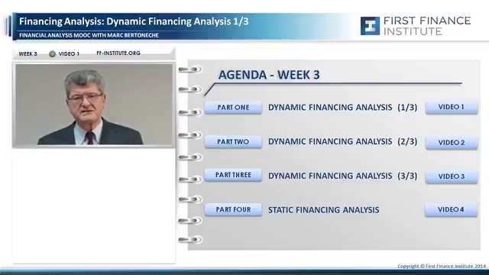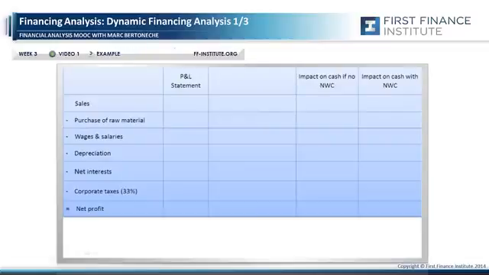Let's take a very simple example. Let's assume a company which has sales of 100. Purchase of raw materials, let's say of 40. I could put minus, but I put it in bracket. It's an expense. Wages and salaries, let's say 30. And depreciation of the equipment is 10. You see that if I was stopping here, 100 minus 40 minus 30 minus 10 will be 20. That will be the operating profit, the EBIT, as we called it earlier.